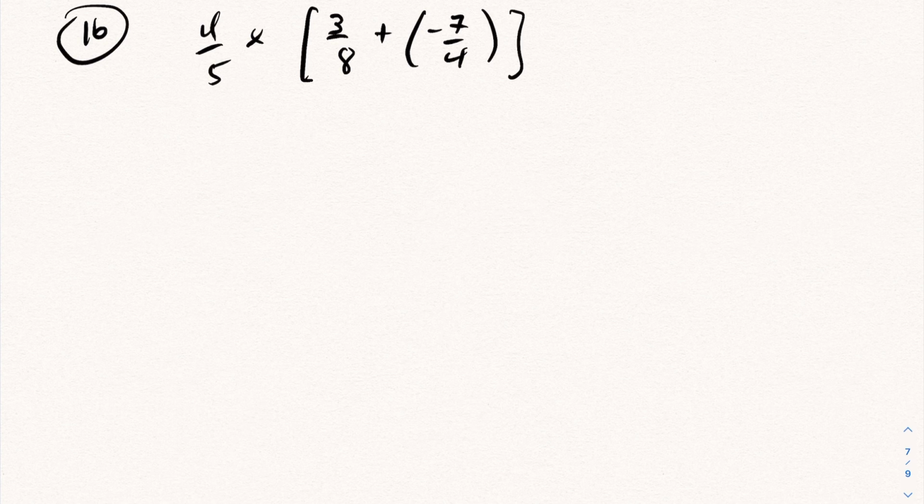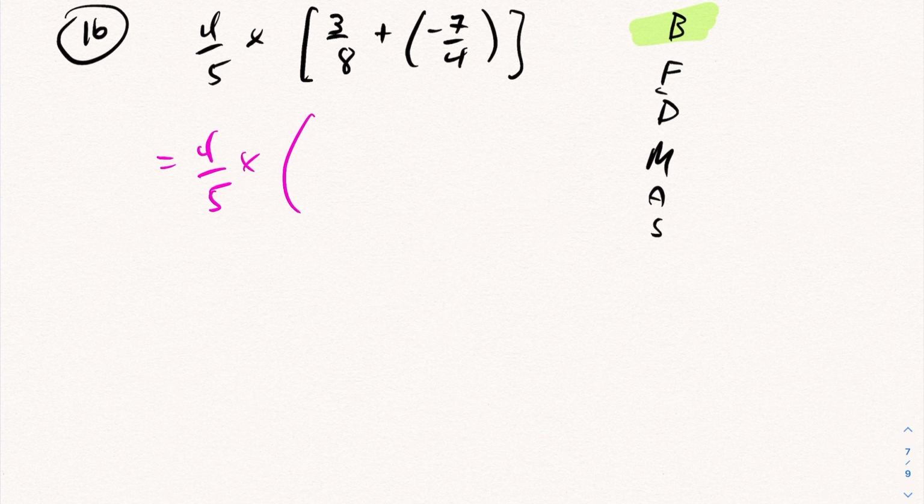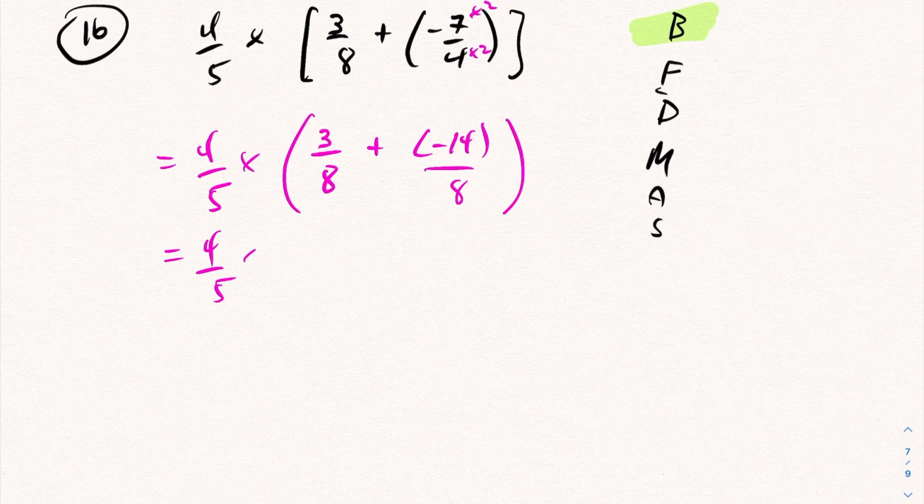Okay, take a look at number 16 here. So again, we're using our BEDMAS rules. When I take a look at my BEDMAS rules, B stands for brackets. I have to take care of what's in the brackets first. So if I'm taking care of what's in the brackets first, here we have 4/5 times, I have to get a common denominator between this. Well, the common denominator here will be 8. So I'm going to multiply top and bottom by 2. So this becomes 3 over 8 plus negative 14 over 8. Close those brackets. We get 4/5 times, now we have 3 plus negative 14 is negative 11 over 8.